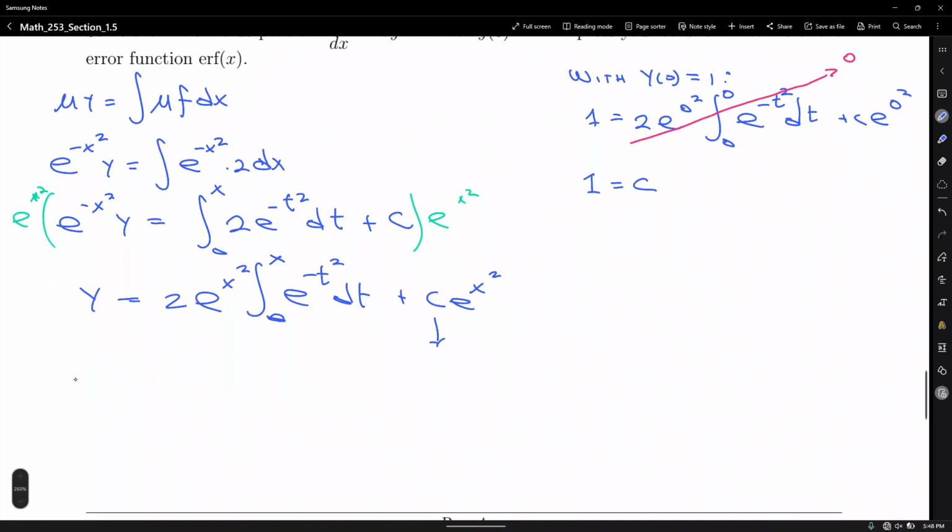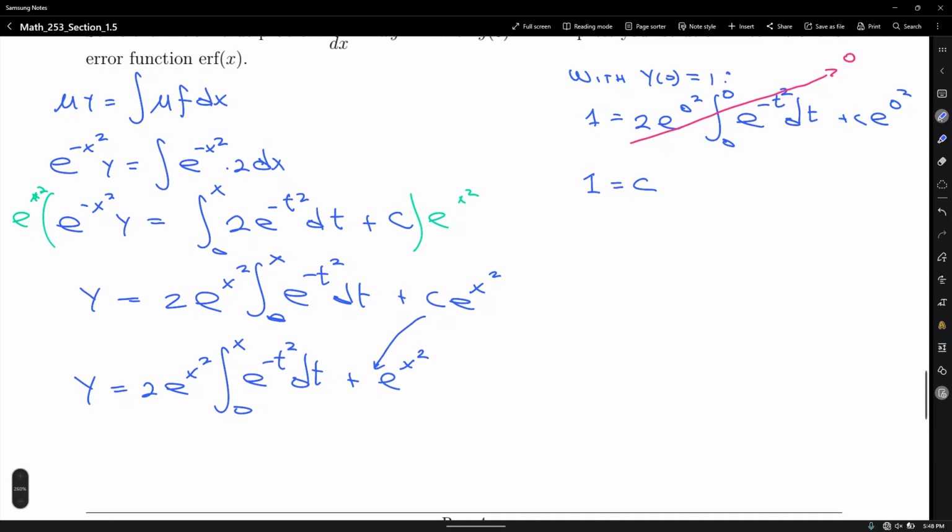Not really. So y equals 2 e to the x squared, integral from 0 to x, e to the negative t squared dt, plus 1 times e to the x squared. Okay? Did we just write error? That's the next step.